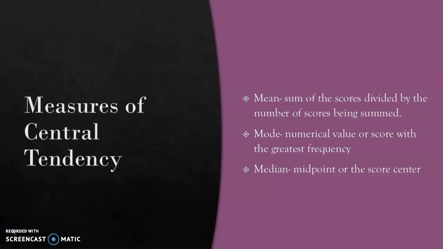The mean is the most commonly conducted measure of central tendency. It is the sum of the scores divided by the number of scores being summed. Next is the mode. The mode is the numerical value or the score that occurs with the greatest frequency. It does not necessarily indicate the center of the data set. And lastly, the median is the midpoint or the score that is at the exact center of the ungrouped frequency distribution, the 50th percentile.